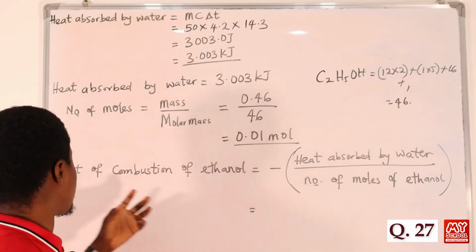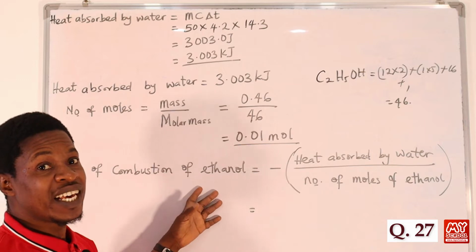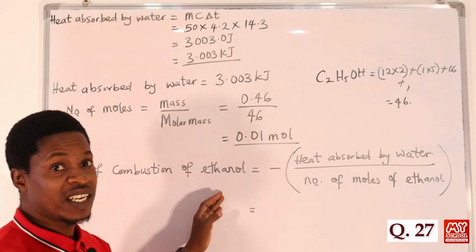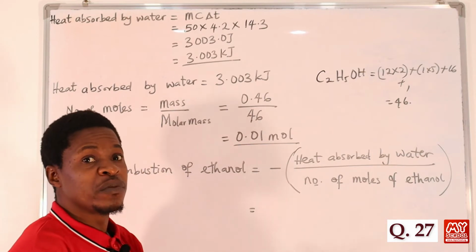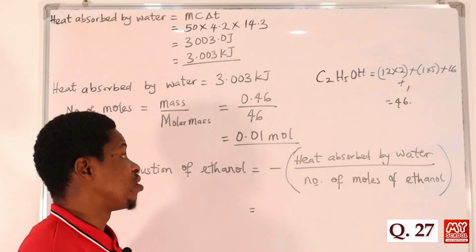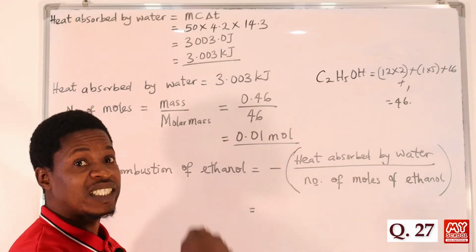Okay, so now we want to find the heat of combustion of ethanol. It is an exothermic reaction, because in this process heat is going to be given up into the environment, into the surrounding, from the system to the surrounding.